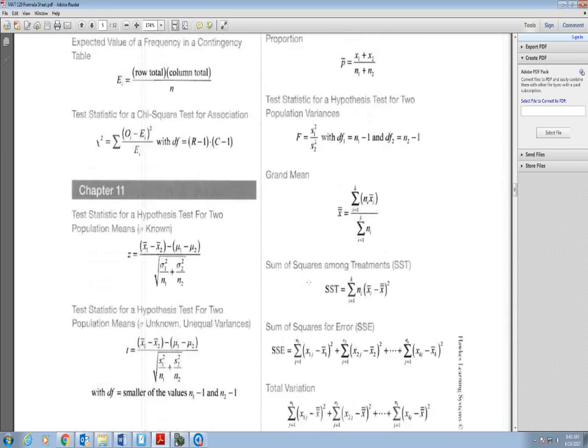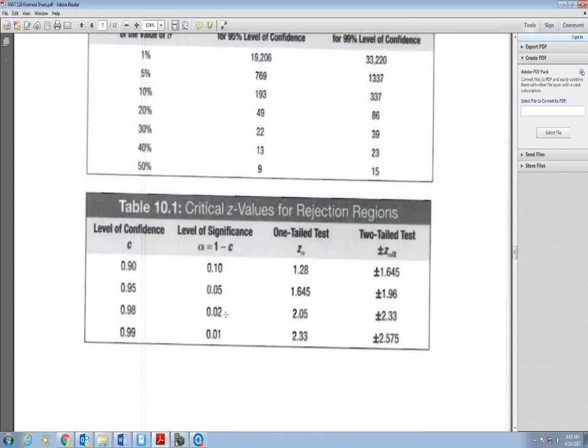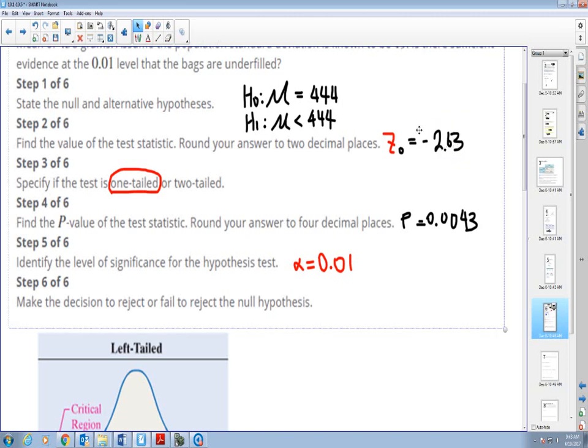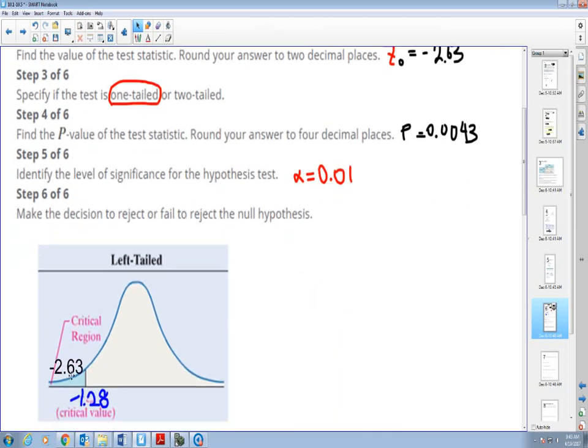Let's go down to that table right here, 10.1. On this page, my alpha is 0.01. I'm doing a one tail test, so that's 1.28. Being on the left, it has to be negative 1.28. So this is my critical value, negative 1.28. Where does my test statistic, negative 2.63, fall? Does it fall in the critical region or in the fail to reject region? Negative 2.63 is smaller than negative 1.28, so it falls in this region. If the test statistic falls in the critical region, then we reject the null hypothesis.